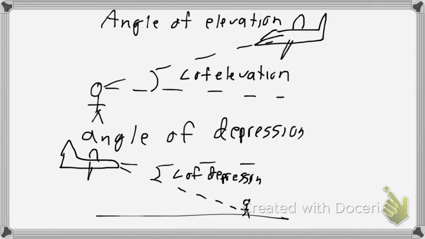So what you do is, a lot of these have to do with line of sight problems, or like a bird in flight or something like that. And so if it is above that horizon line, that flat line straight in front of you, then it is an angle of elevation.